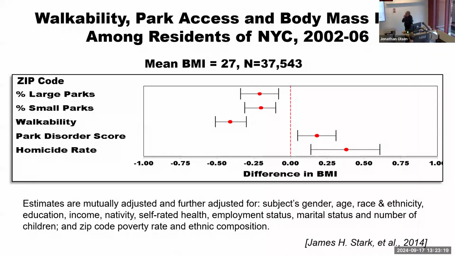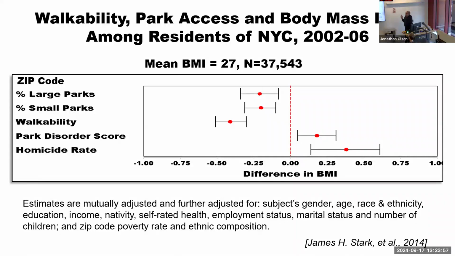And this is a graph of our results where I'm plotting the difference in BMI across the interquartile range of 5 neighborhood descriptors that we built. The red dots are the point estimates with confidence intervals. The red dotted line is the null. What we were able to show is, after adjusting for a bunch of individual level factors and mutually adjusting for the variables in the graph, that the percent of the neighborhood that was a large park and the percent that was a small park was associated significantly with lower BMI. Higher neighborhood walkability was associated with lower BMI.